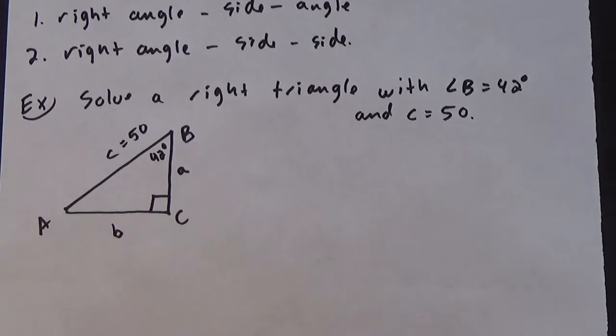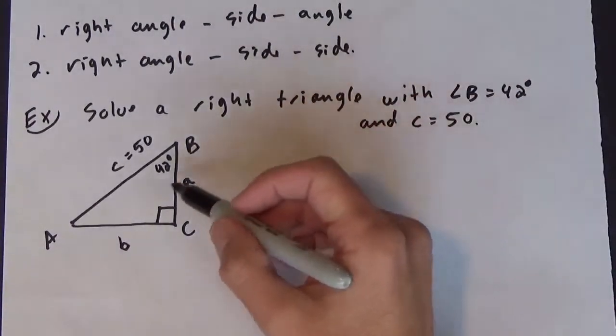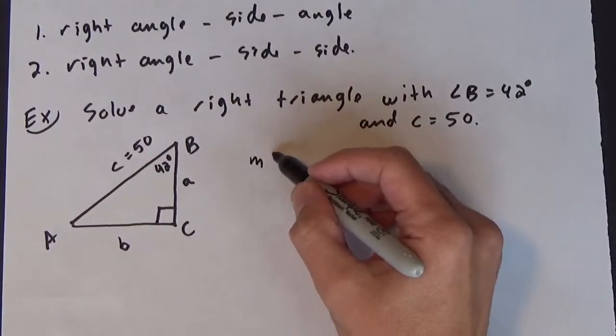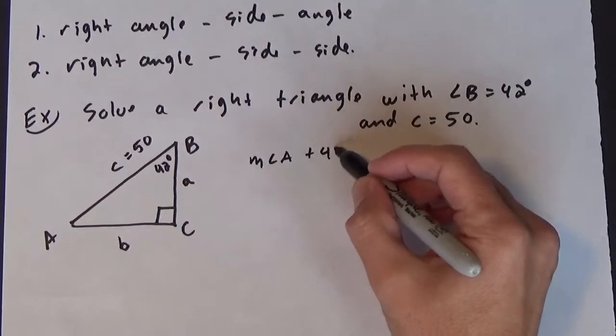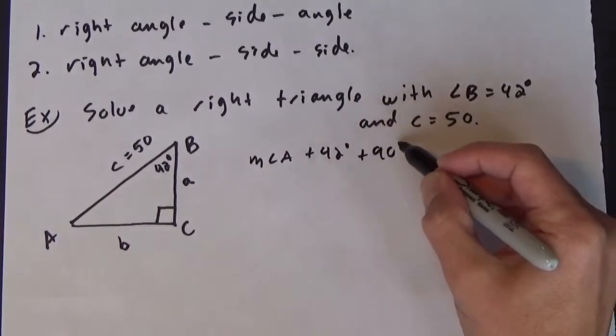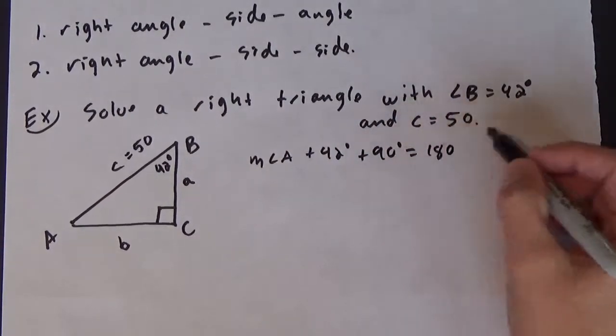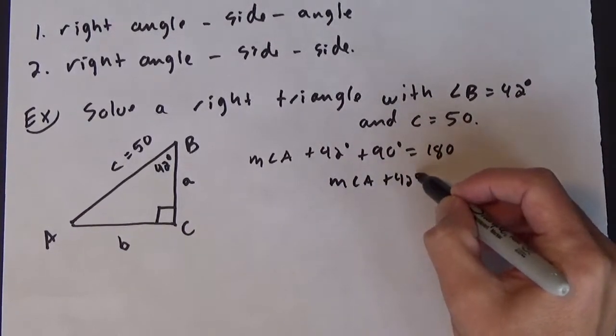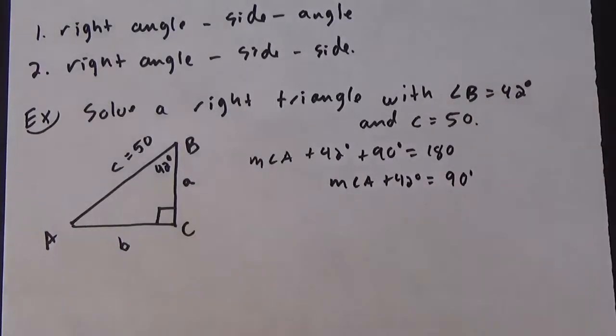Now, the quickest way to find angle A is there was a theorem back in geometry. It's actually pretty easy to see. It's logical that if you have a right triangle, the sum of the acute angles must be 90 degrees. Even if we did this, the sum of the interior angles of a triangle is 180. So the measure of angle A plus 42 degrees plus 90 degrees equals 180. Notice we always subtract 90, so you get the measure of angle A plus 42 degrees equals 90 degrees.